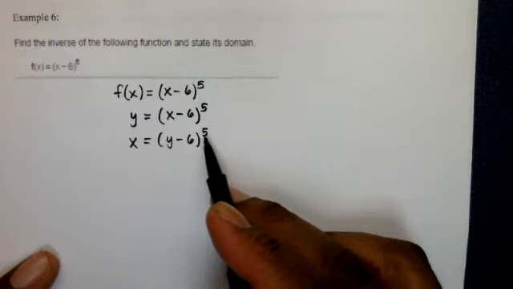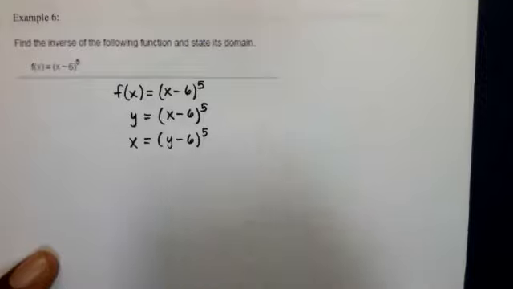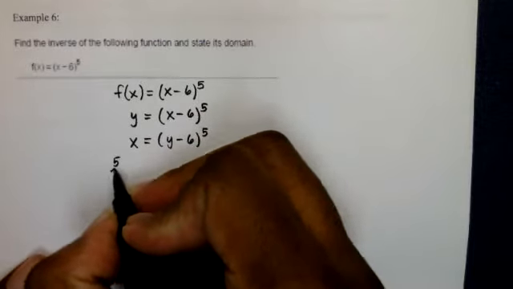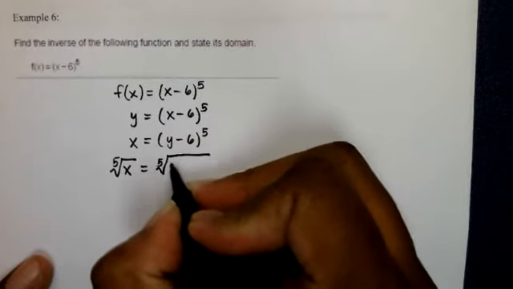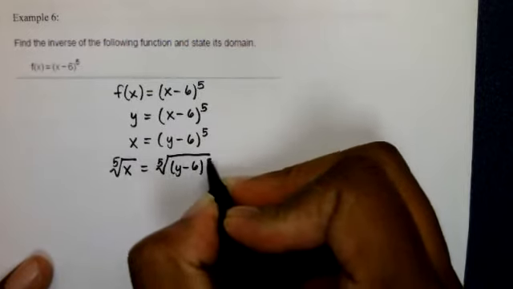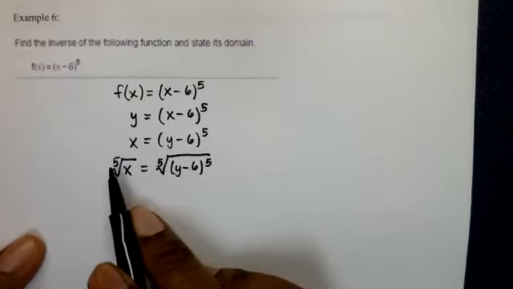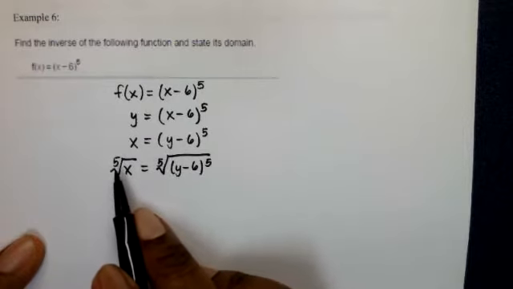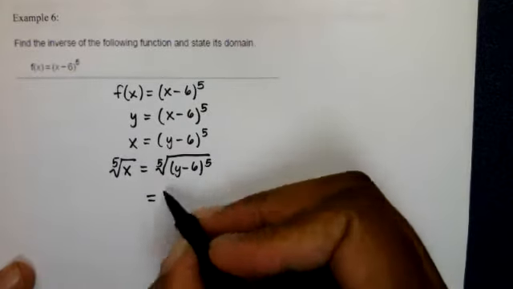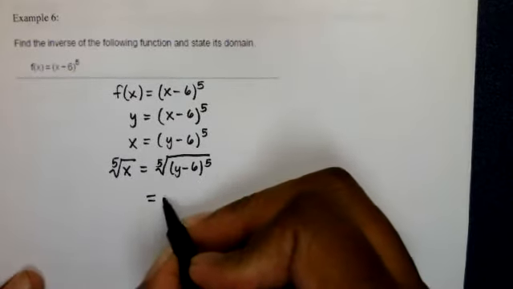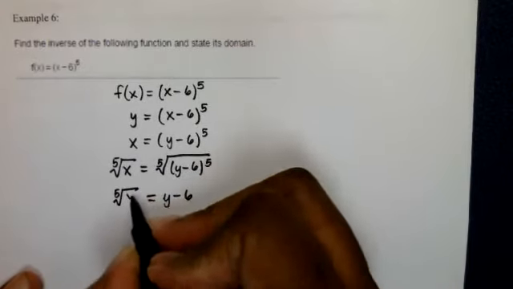Well, we need to get rid of the exponent of 5. We're raising y minus 6 to the 5th power. So the opposite of raising something to the 5th power would be to take the 5th root on both sides. And notice I do not need a plus or minus symbol because I'm taking the 5th root. I'm taking the odd root. If it was an even root, then I would need plus or minus. So the 5th root of y minus 6 raised to the 5th will be y minus 6, and that's equal to the 5th root of x.